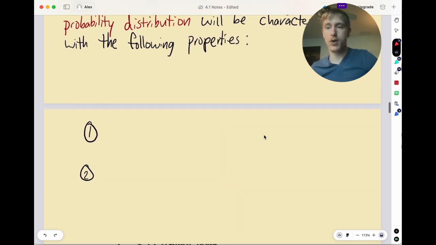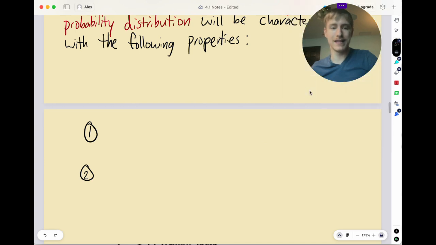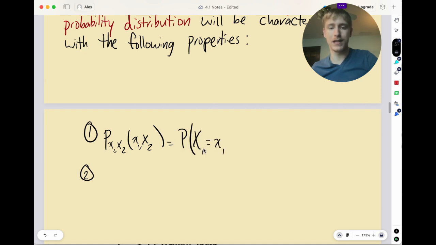The first property defines what little p of x1, x2 is. It is the probability, big P, that random variable x1 takes on the value little x1 and random variable x2 takes on the value little x2. This intersection symbol is going to be important whenever we start talking about independence.